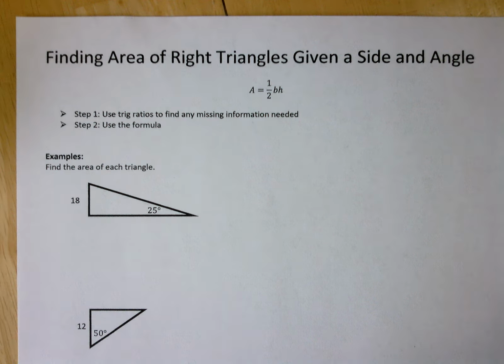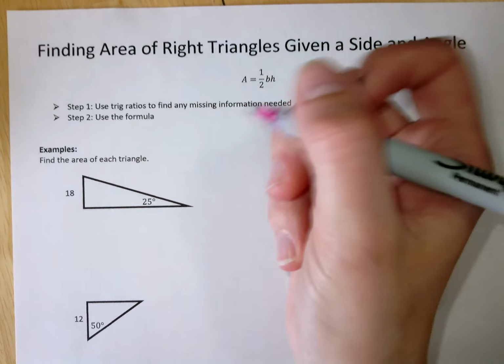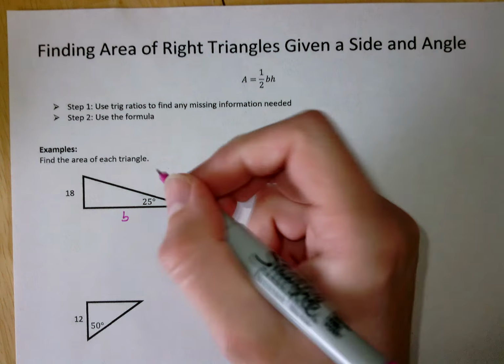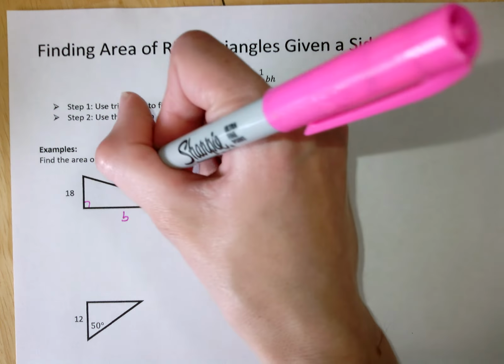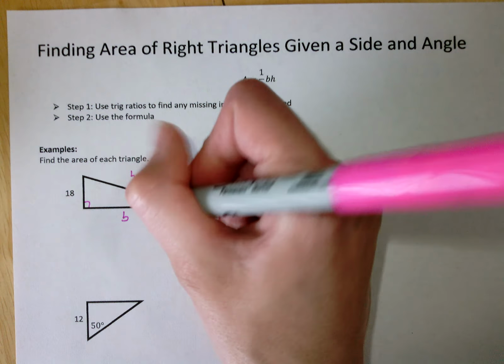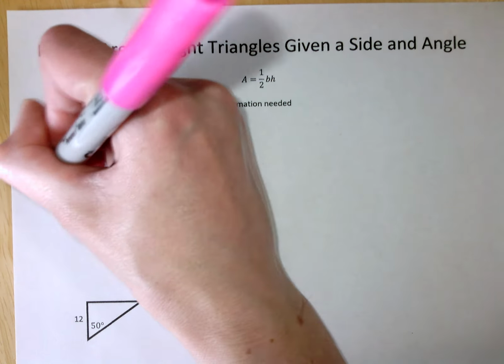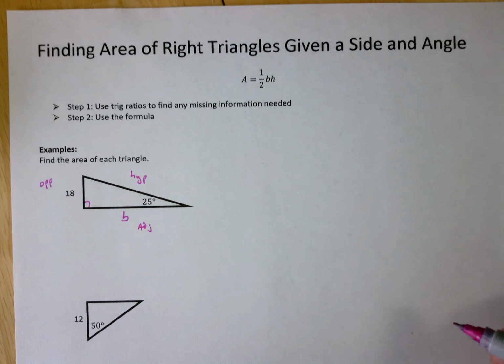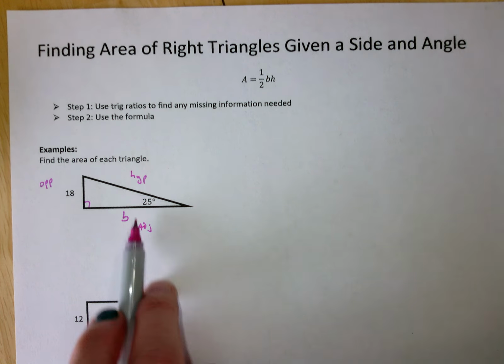So this first problem right here. This is the side that I'm missing right now. I'm going to call it B for my base. And just like we've been doing, I'm going to go through and label everything. This is my hypotenuse from my 25-degree angle. That's my opposite side. And this is my adjacent side. So I want to figure out this guy.